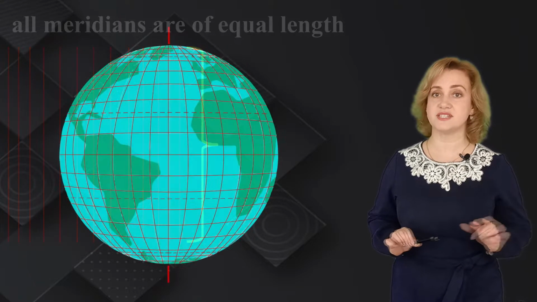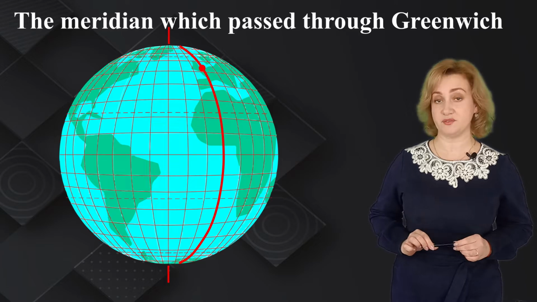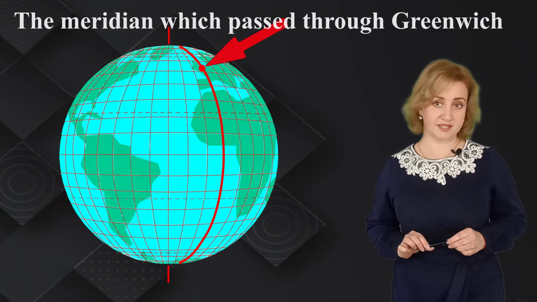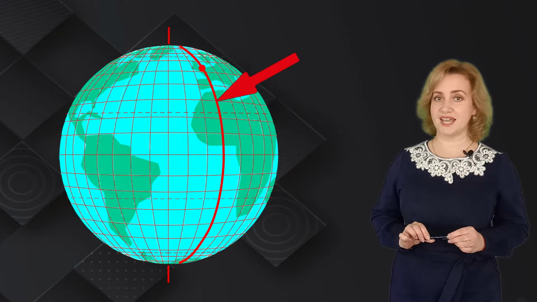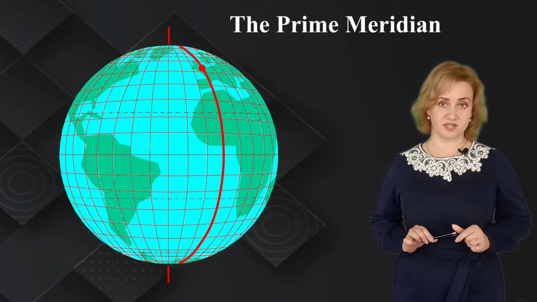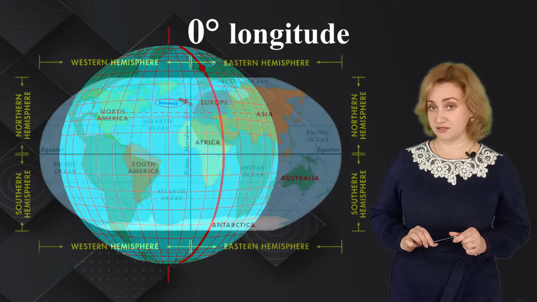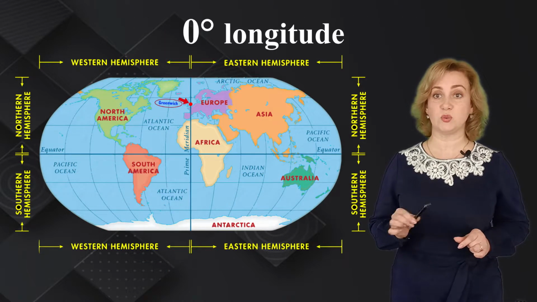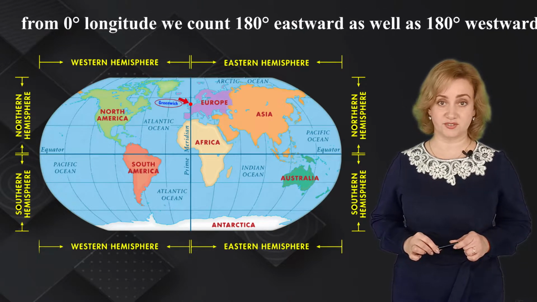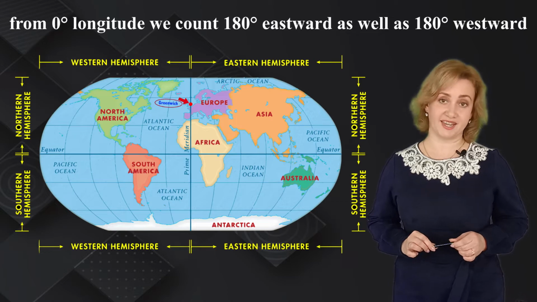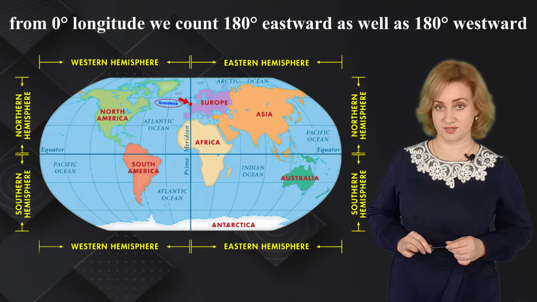Hence, all countries decided that the count should begin from the meridian which passed through Greenwich, where the British Royal Observatory is located. This meridian is called the prime meridian. Its value is 0 degrees longitude, and from it we count 180 degrees eastward as well as 180 degrees westward.